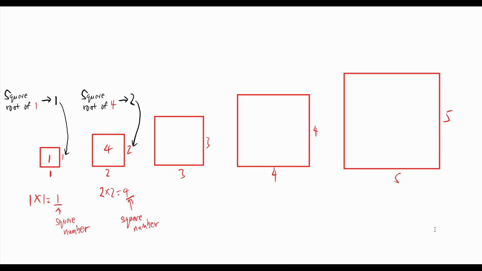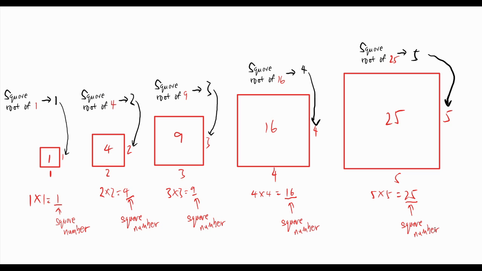To find the area of a 3 cm square, you take 3 times 3, which gives you 9 squared centimeters. So 9 is a square number, and 3 is the square root of 9. 16, 25, 36, and so on are also square numbers.